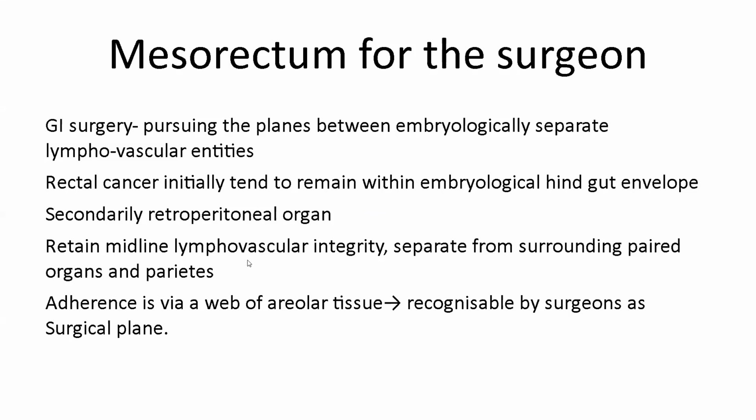So the rectum and the mesorectum retain the midline lymphovascular entity, and this is separate from those of the surrounding paired organs and the parietes. Now, this adhesion, this plastering between the rectum and mesorectum towards the retroperitoneum, is by a web of loose areolar tissue. This is actually what is recognized by the surgeons as the surgical plane.